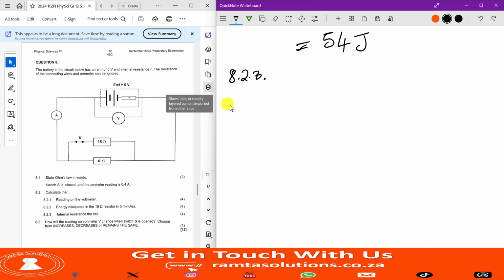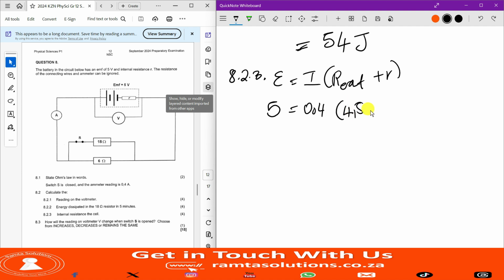8.2.3. Calculate the internal resistance of the cell. All right. What we know is that the emf of the battery is equal to the total current times the external resistance plus internal resistance. What is the emf of the battery? It is 5 volts. What is the total current? It's 0,4. What is the external resistance? Yes, it was 4,5.